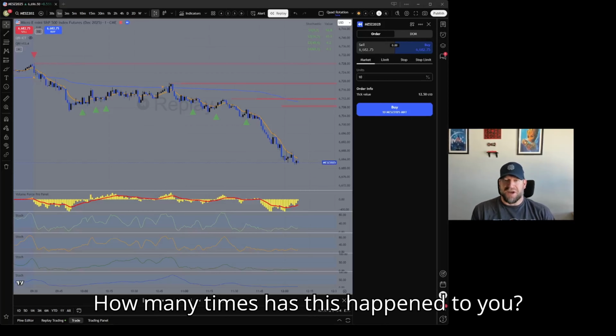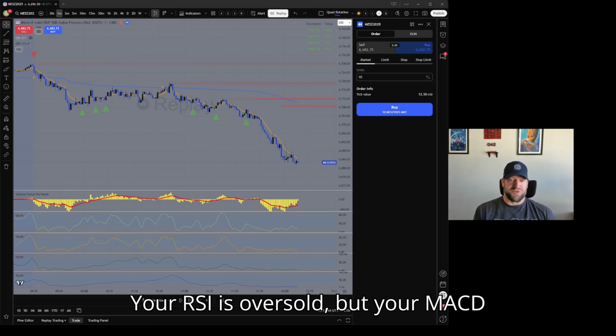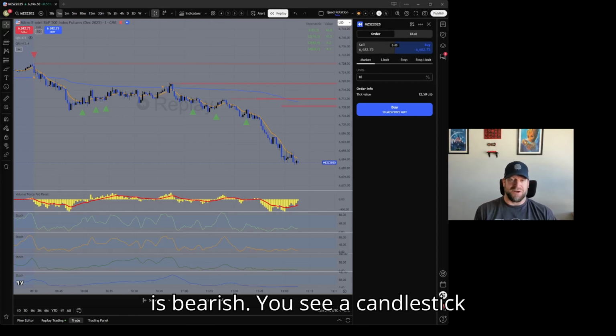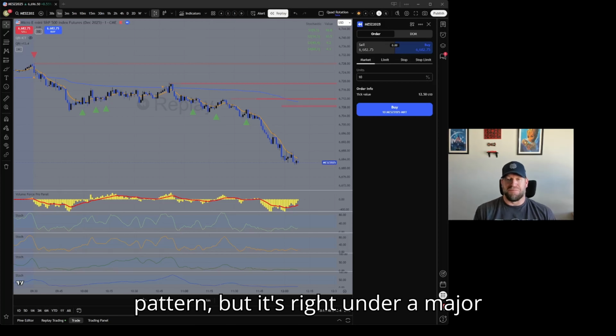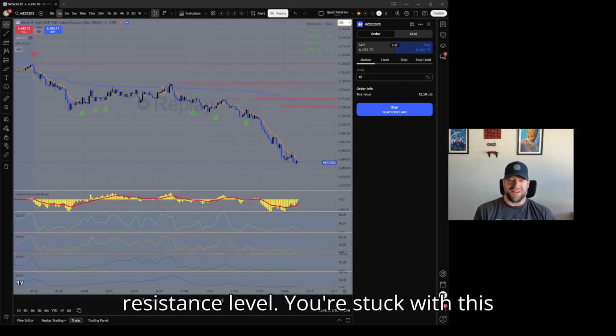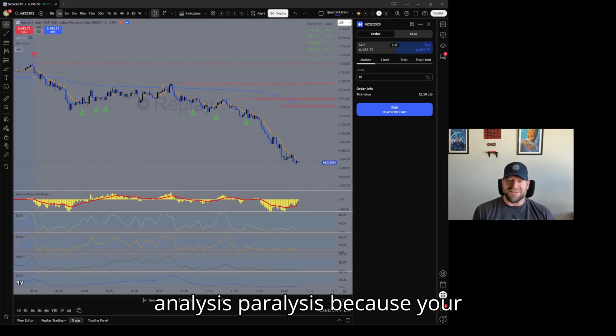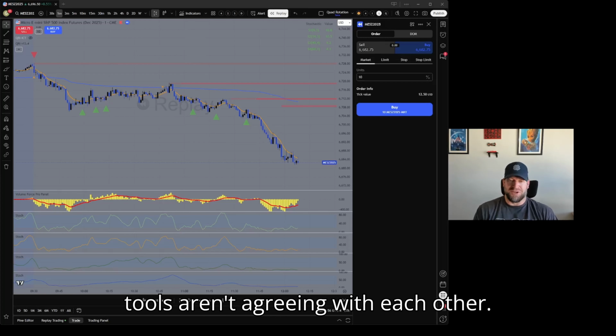How many times has this happened to you? Your RSI is oversold, but your MACD is bearish. You see a candlestick pattern, but it's right under a major resistance level. You're stuck with this analysis paralysis because your tools aren't agreeing with each other.